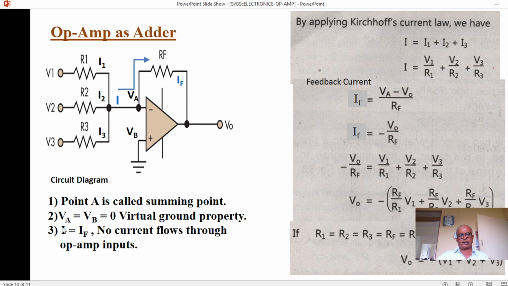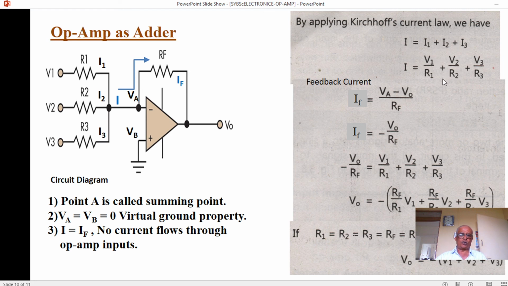Then the second thing: the voltage at point A is equal to the voltage at point B. B is practically connected to 0, and according to this equation VA is also 0, so that is the virtual ground property as we have seen before. Now the input current I is the same as the feedback current, because current is not allowed to flow through the op amp input terminals as per the golden rule. So the current I is equal to I1 plus I2 plus I3.